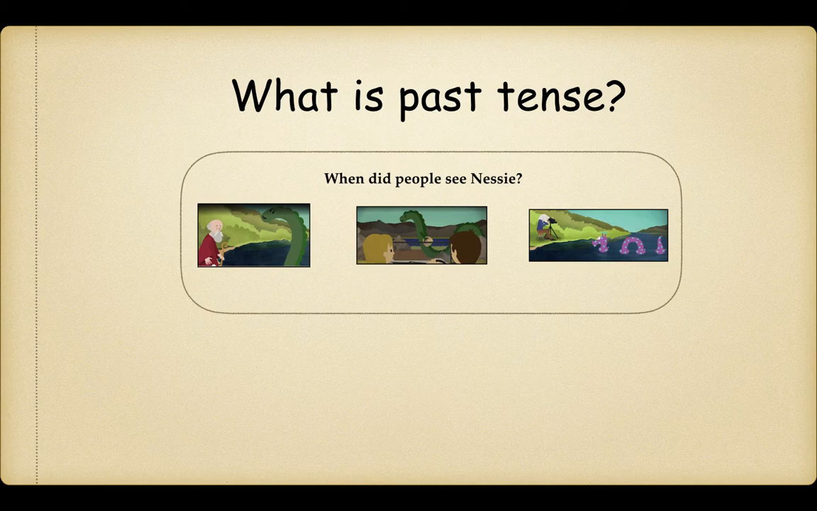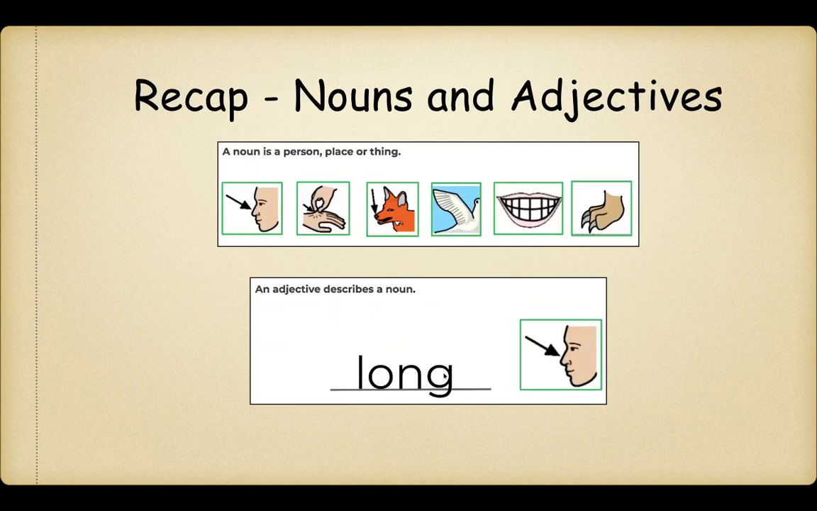So in the past is a time that's already happened. Doesn't necessarily have to be a long time ago. It could be 1 minute ago. That would be in the past. So what are we going to do a recap on? So first of all, we need to recap nouns and adjectives.